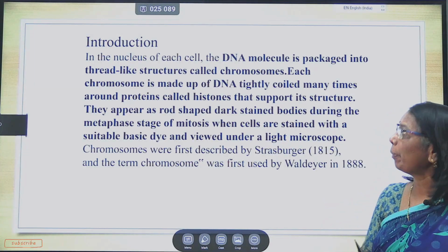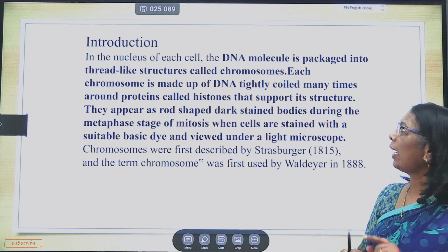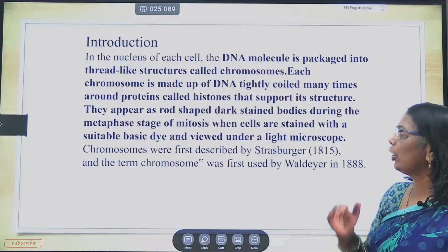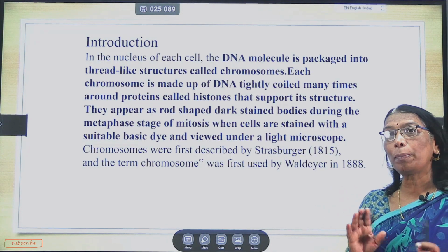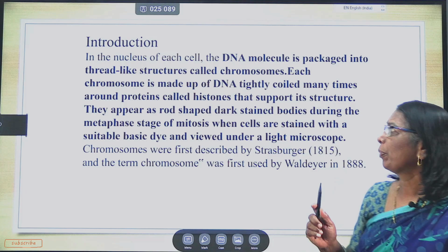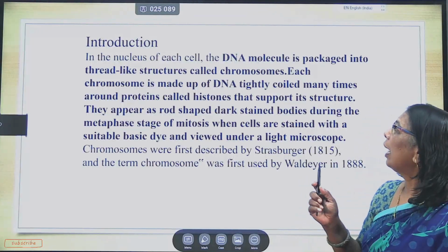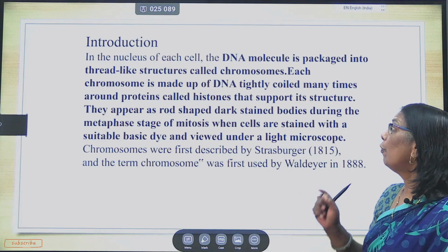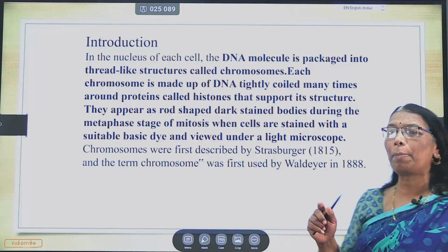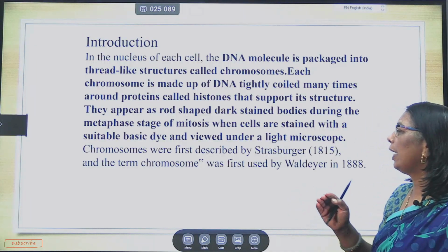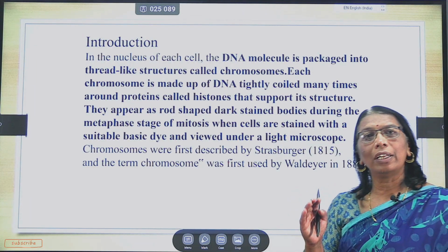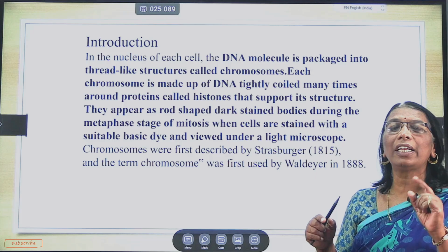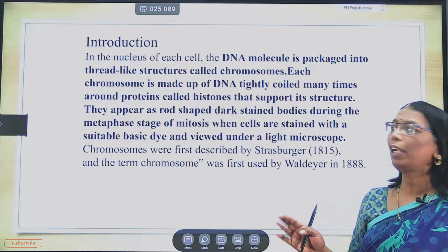Each chromosome is made up of DNA, and that DNA is tightly coiled many times around a special type of protein called histone protein, and that histone protein supports its structure. They appear as rod-shaped dark-stained bodies during the metaphase stage of mitosis. When these cells are stained with a suitable basic dye and viewed under a light microscope, we observe thread-like structures inside the nucleus. These are nothing but chromosomes.